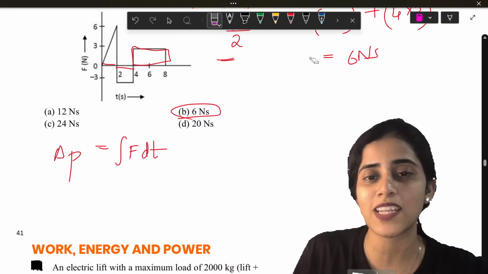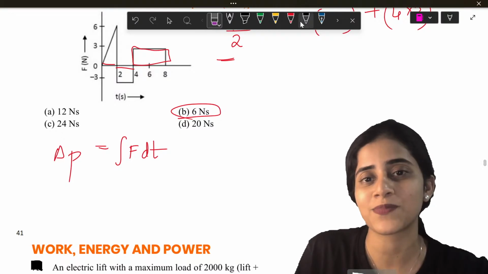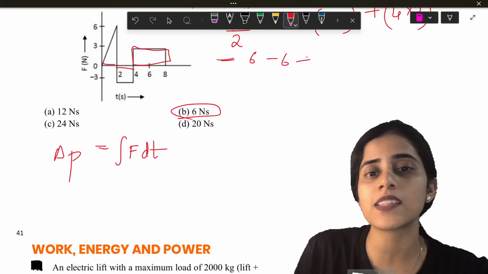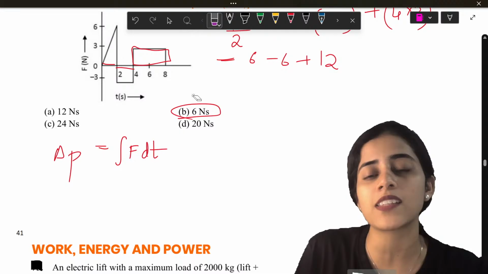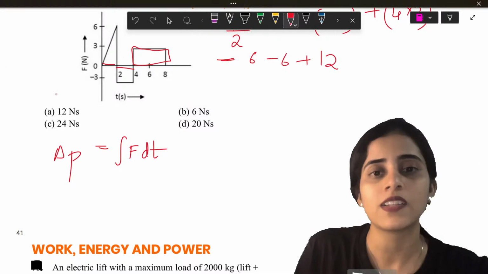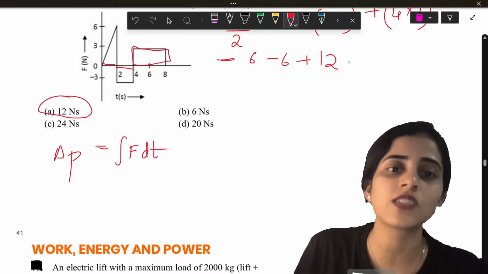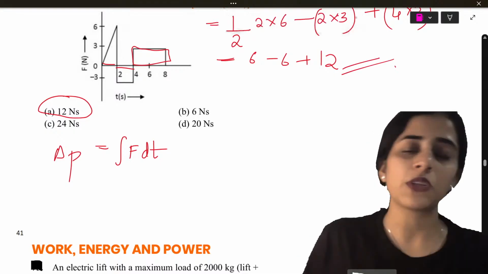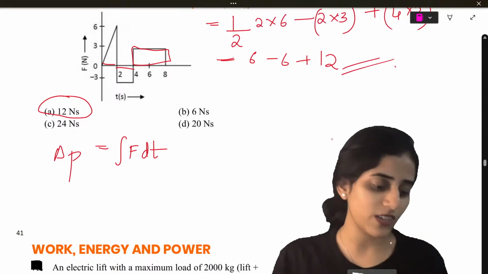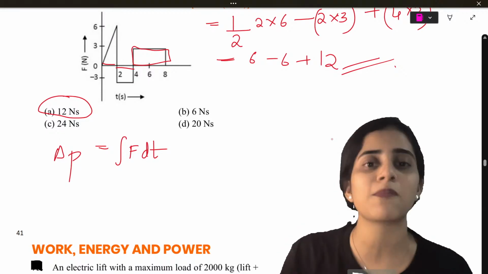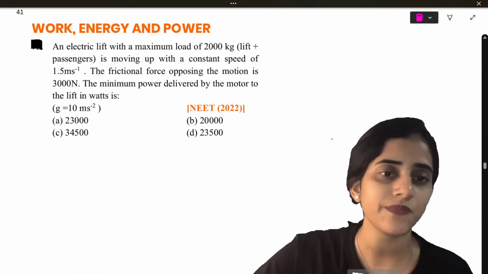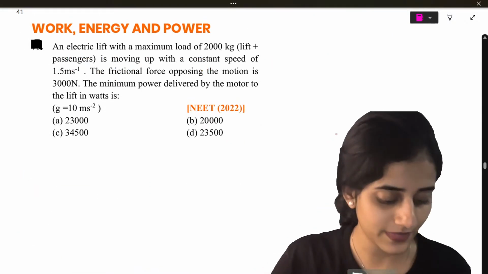Sorry. Yes. Smart. My kids are all very smart students. Yes, it's 6 minus 6 plus 12. So the answer is option A. Okay? Sorry. You're all very smart. You will find out everything. Very good. Sorry, mastermind. It is option A. A small mistake, okay? Yeah.